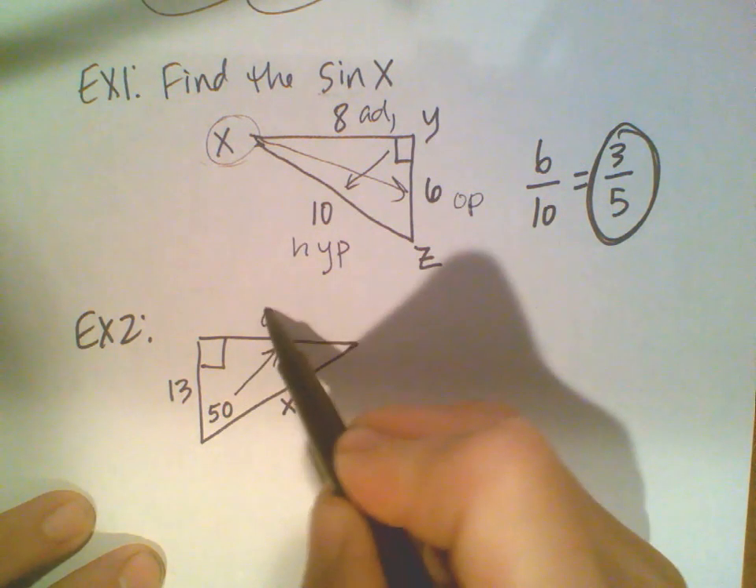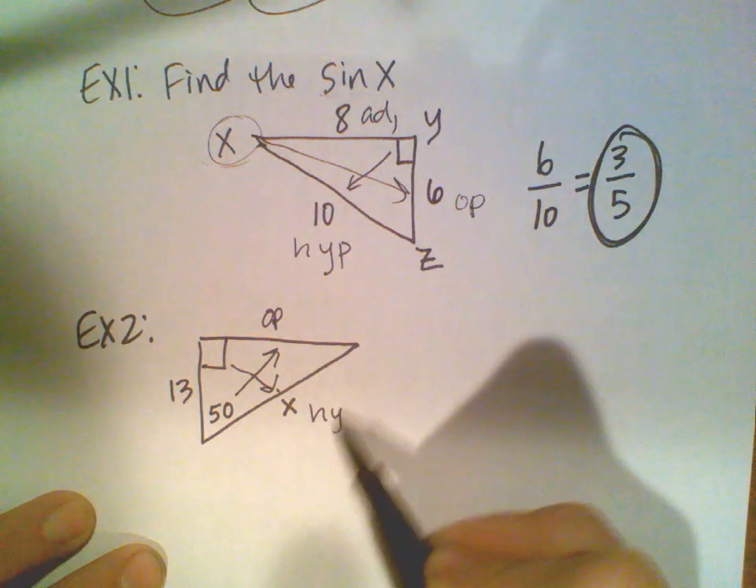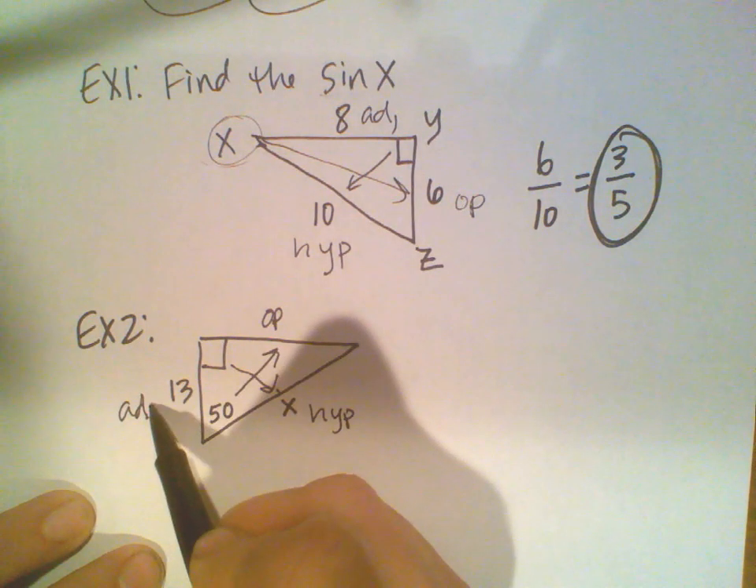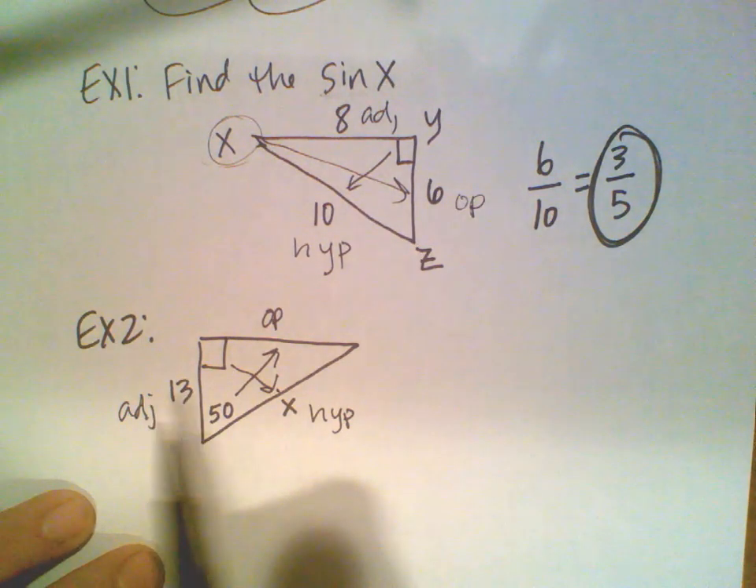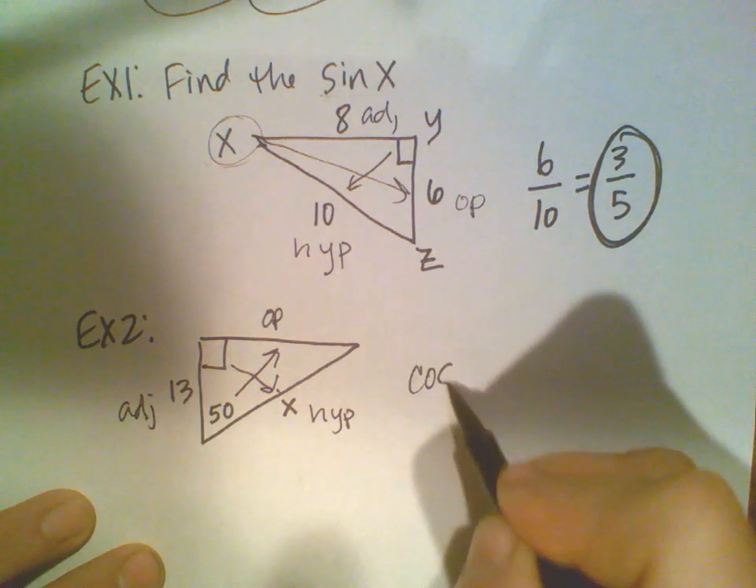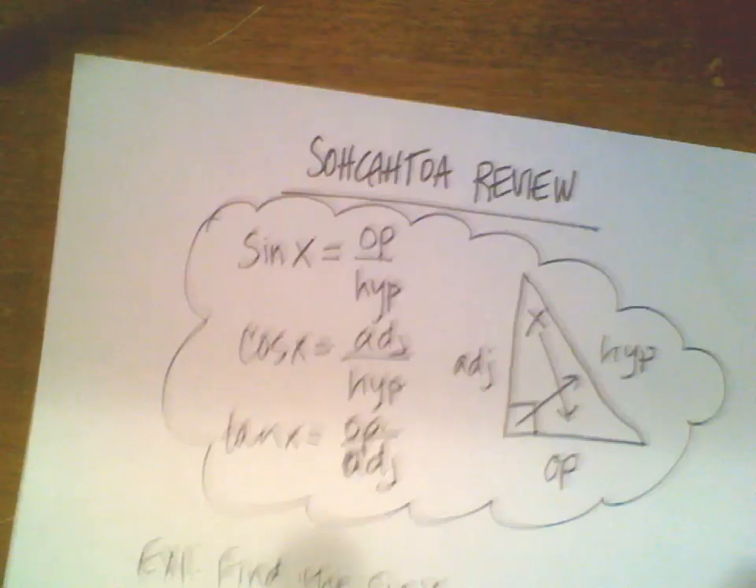Across from 50 is the opposite. Across from the right angle is the hypotenuse. The remaining side is the adjacent. So I have to think about what I have. The things that are labeled are the adjacent and the hypotenuse, so I must use cosine, because that's what the cosine is. Cosine is adjacent over hypotenuse.